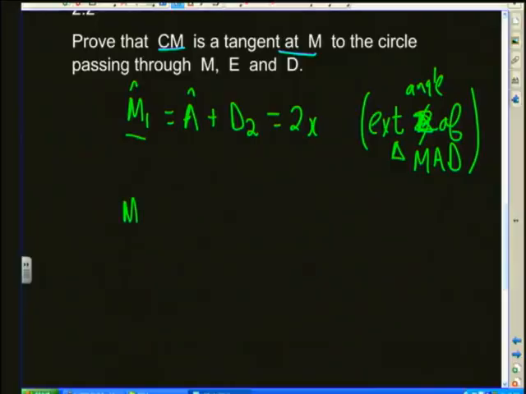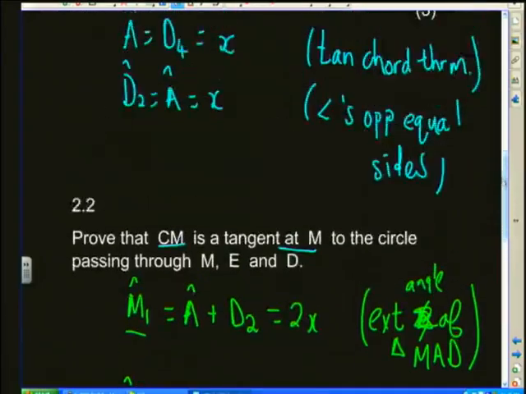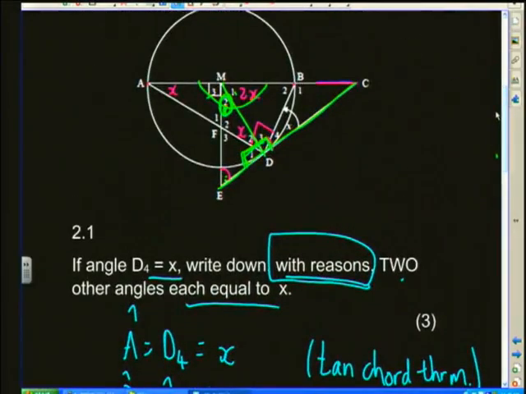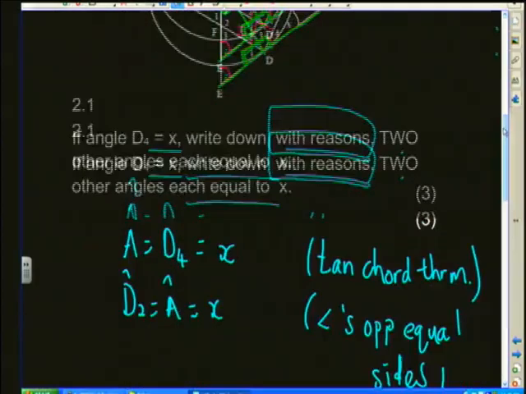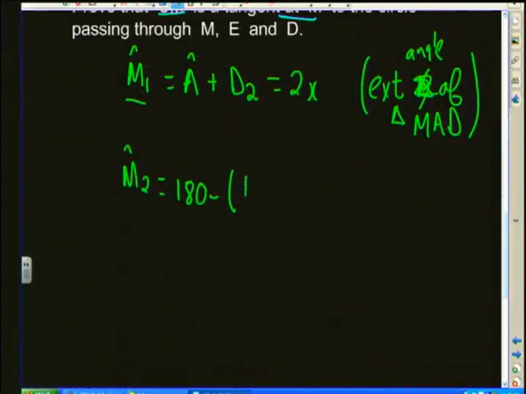All right, so let's write this down. Angle M2 is going to be equal to 180 degrees minus, remember we're using angles on a straight line, so it's going to be 180 minus the sum of M3 plus M1. Okay, so it's 180 minus M3 plus M1, and your reason for that is supplementary angles, angles on a straight line.